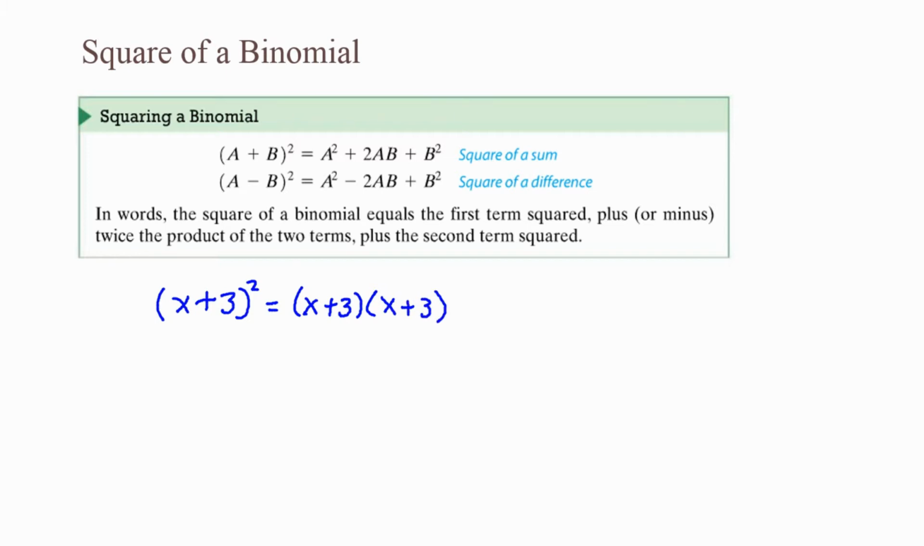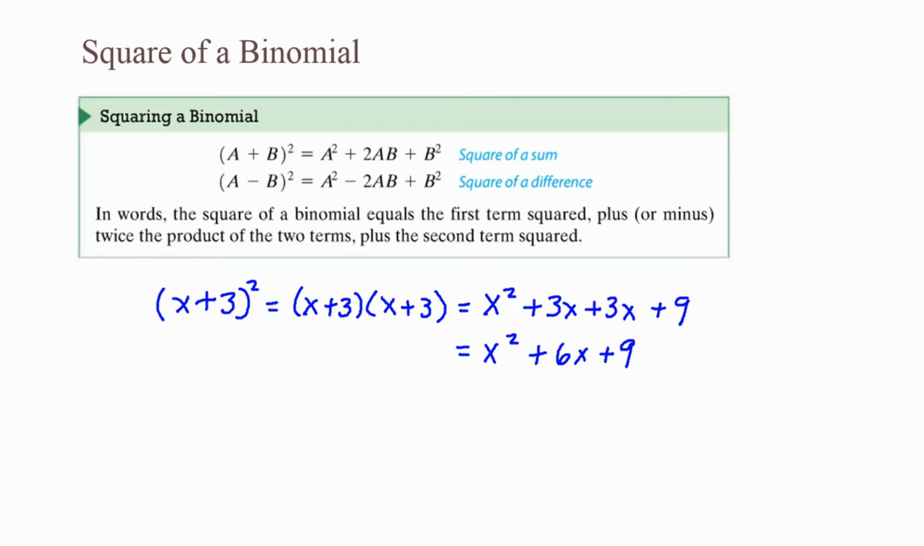times x plus 3. If we multiply, x times x is x squared, x times 3 is 3x, 3 times x is 3x, and 3 times 3 is 9. I have a 3x plus a 3x, which gives me x squared plus 6x plus 9. My middle terms are always doubled, so that gives us a pattern of (a plus b) squared equals a squared plus 2ab plus b squared, and that's the square of a sum.